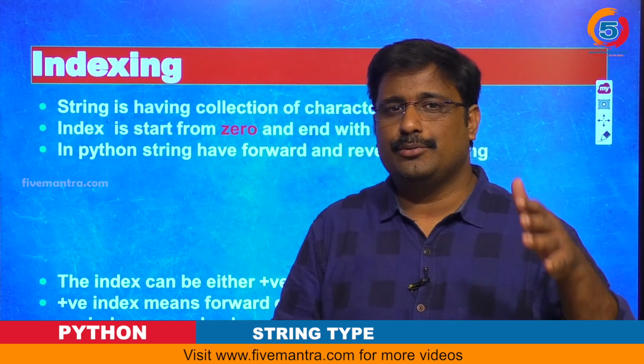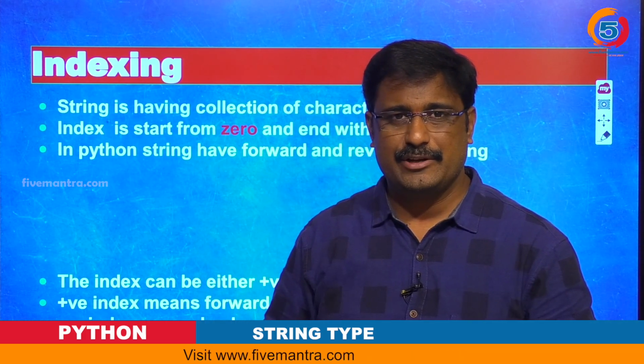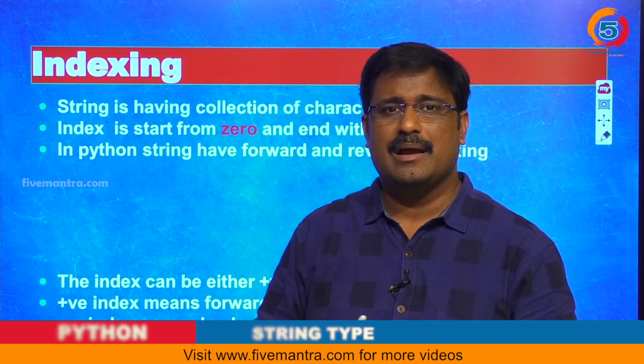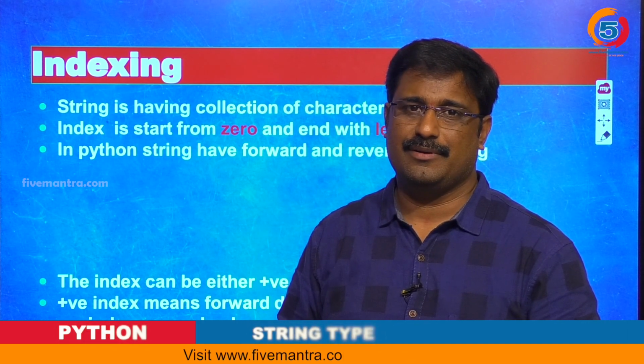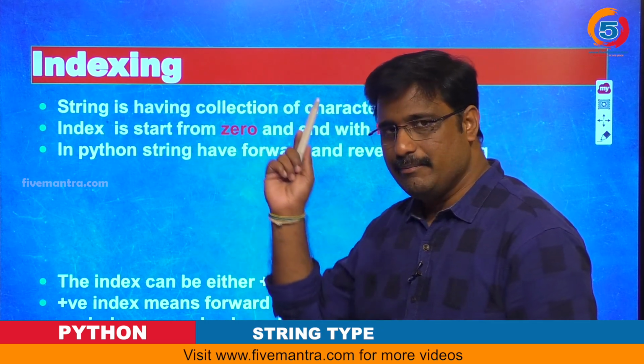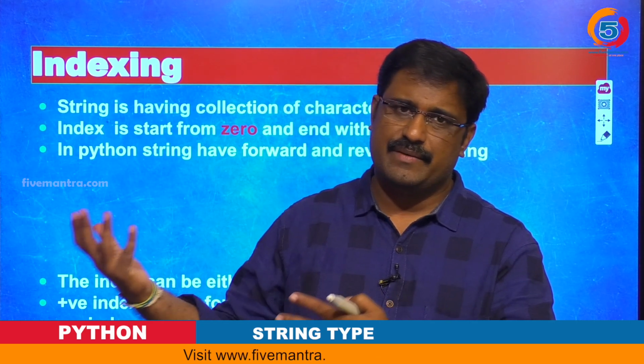I'm not going into depth on how the memory is saved, but I'll explain how to get the values one by one. Basically it follows C language arrays. The way arrays are represented in C, the same way a string is represented, and each block holds one character. Each block is represented with a unique number, which we call indexing. Python provides one unique feature: forward indexing as well as reverse indexing.